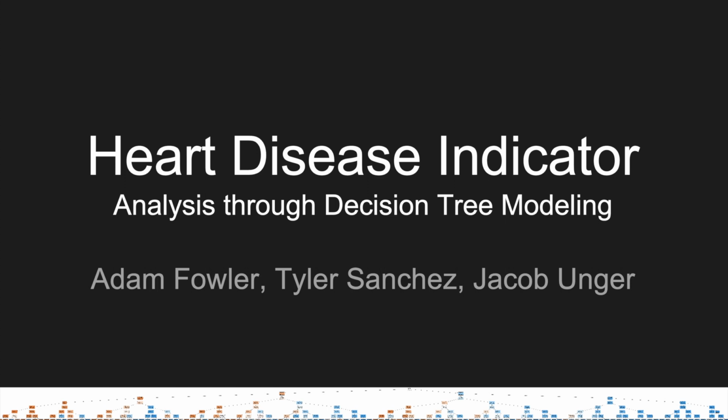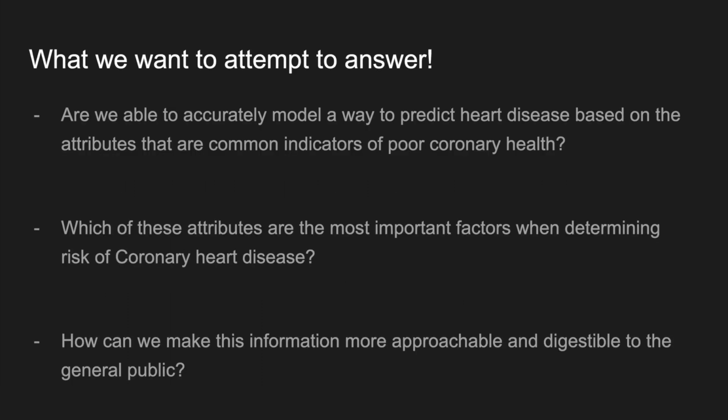This is Heart Disease Indicators, an analysis through decision tree modeling by Adam Fowler, Tyler Sanchez, and Jacob Unger. So what were the goals and the questions that we wanted to answer with this project?